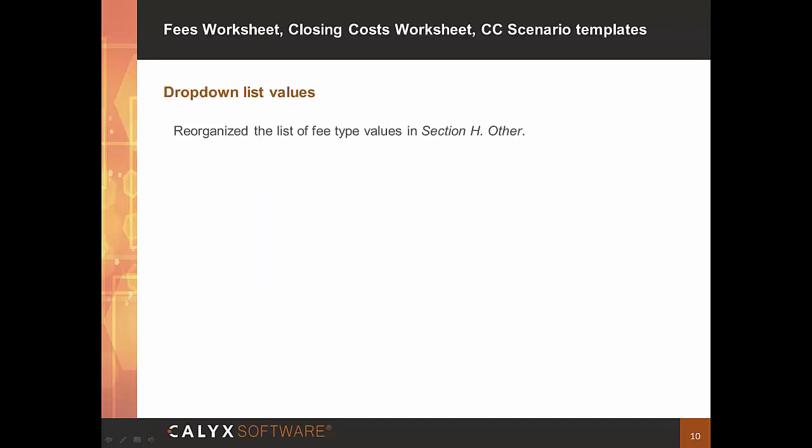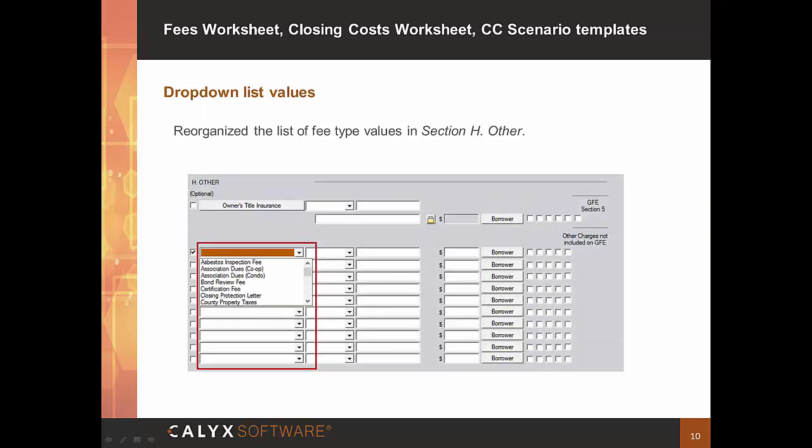Drop-down list values. We reorganized the list of fee types in section 8 of the Other. So we went in and we added things like condominium association dues and co-op association dues. Those were changed to association dues condo, association dues co-op, special assessment condo, special assessment co-op. Now, for some reason, in the next release, you will see the same thing for association dues HOA, special assessment HOA. For some reason, it didn't come out on this one, but it will be on the next one.